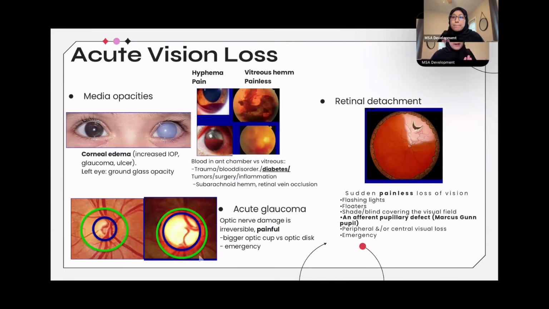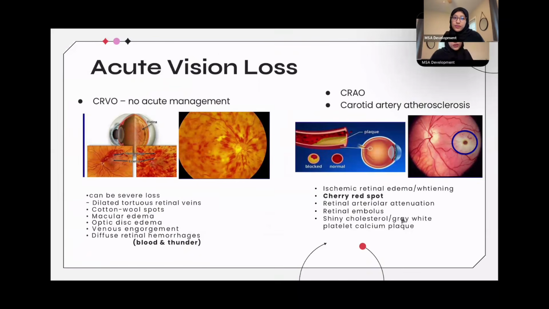Okay. Now, retinal detachment can be due to a lot of causes as well. It's not that important for the sake of this lecture. Just remember the symptoms and the defect. That is the most important thing, in bold. Okay. Other two causes can be occlusion. So blocking veins, central retinal venous occlusion, or the artery, central retinal arterial occlusion.